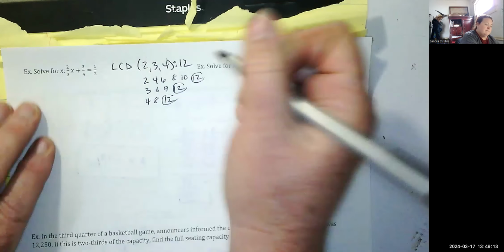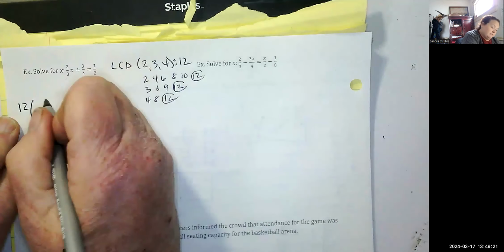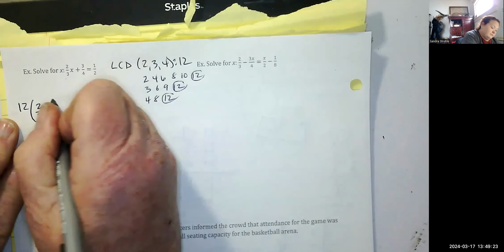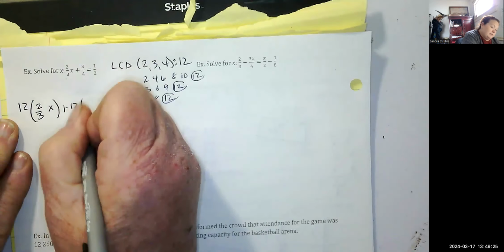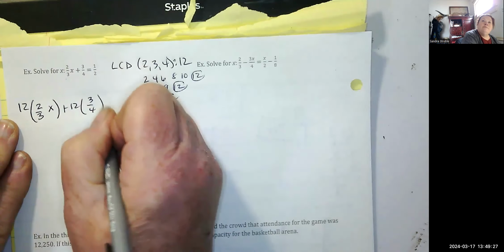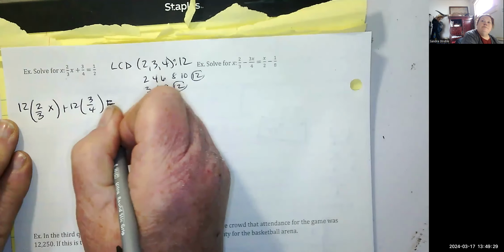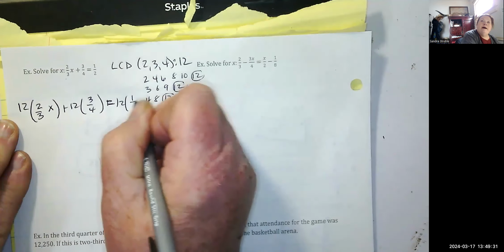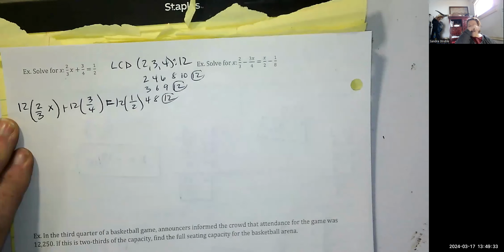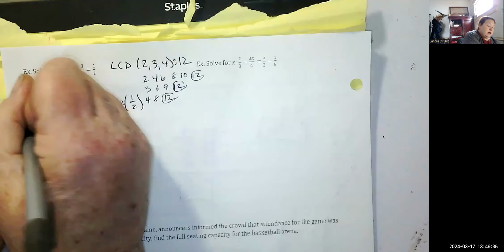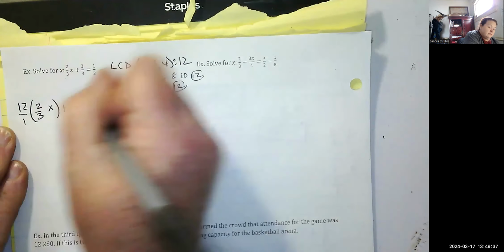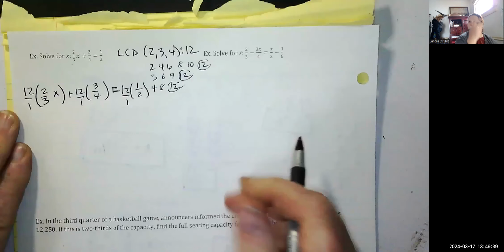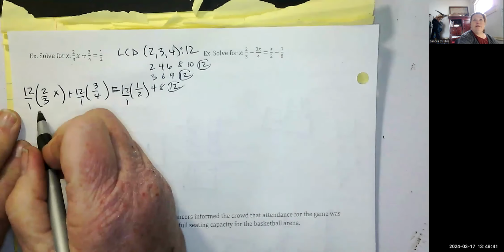So it's 12. All right, so I'm going to take 12 and multiply it by each of these fractions, or each of these terms. 12 times 2/3 x plus 12 times 3/4 is equal to 12 times 1/2. If it helps you to see this better, this 12 is over 1. Sometimes that helps students to see it a little bit better if you didn't see it initially.